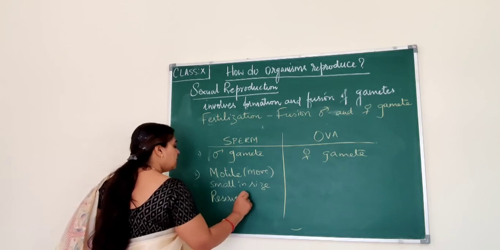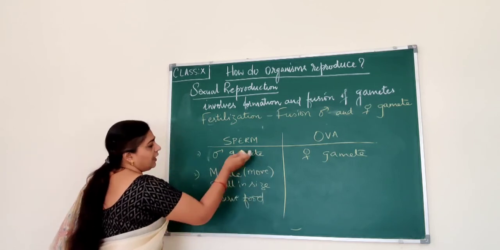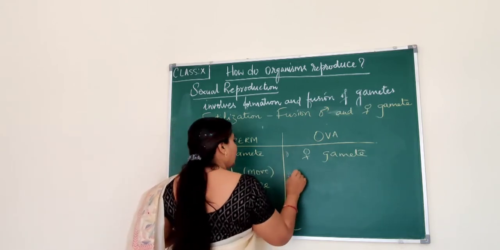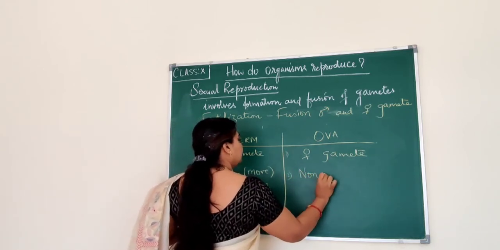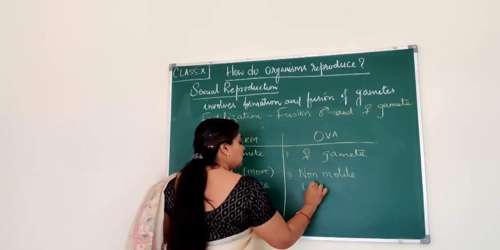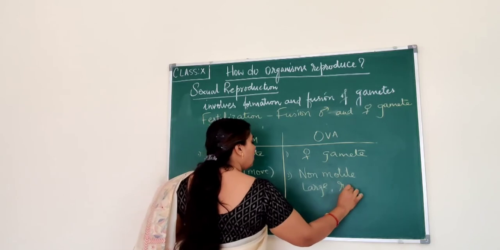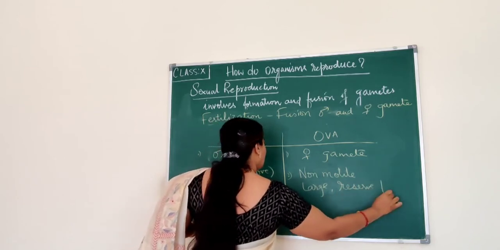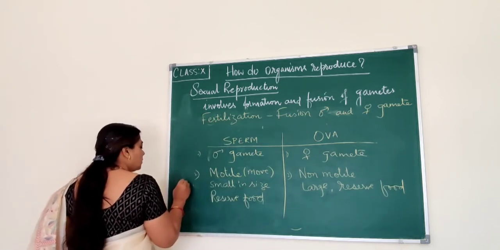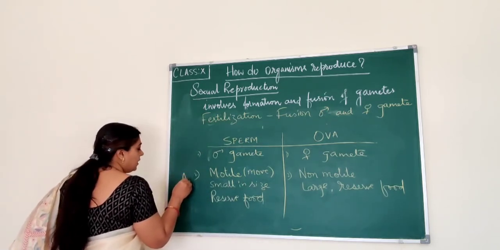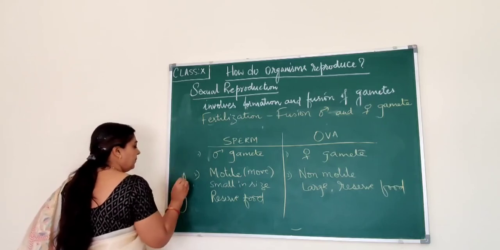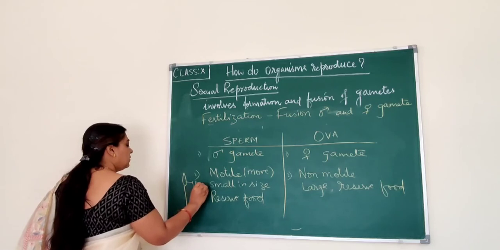It will have reserve food, which will help in nourishing the sperm. And the ovum is the female gamete, and it is non-motile. Non-motile means it does not move. It is large in size, and it will have a lot of reserve food. Okay, so if you want the structure of the sperm, it will have a head-like structure, and it will have a tail. So this is the head, and this is the tail.